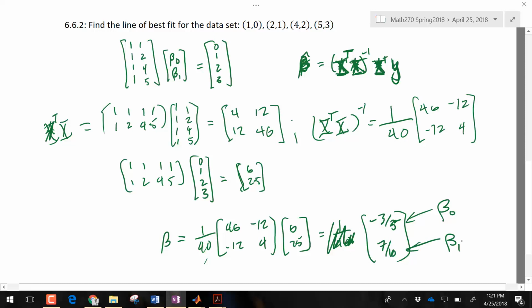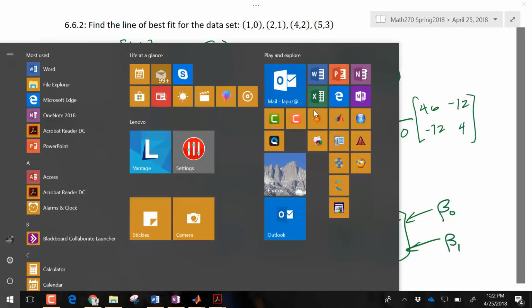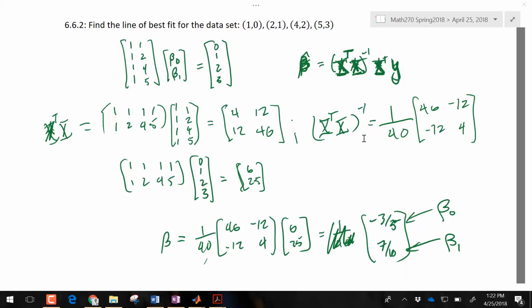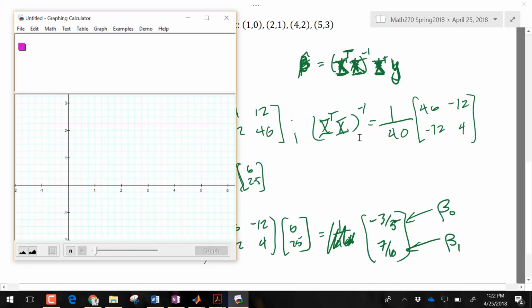So that means if we draw the line y is equal to minus 3/5 plus 7/6 times x, and draw those points, then that's going to be the line of best fit. I guess we should try to do that real quick. So we need points. What are the points again? 1, 0. 2, 1. 4, 2.